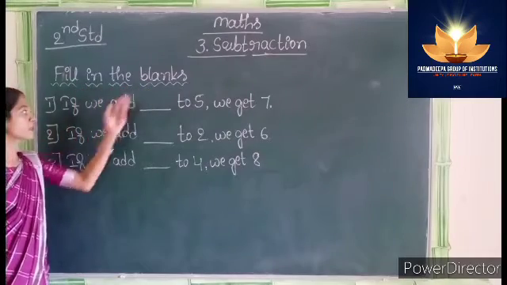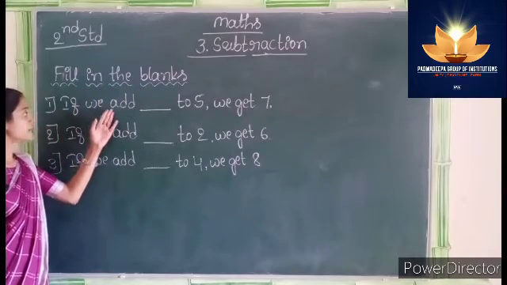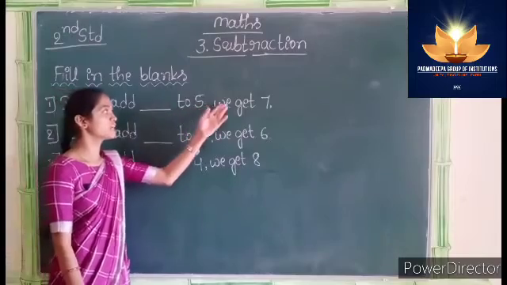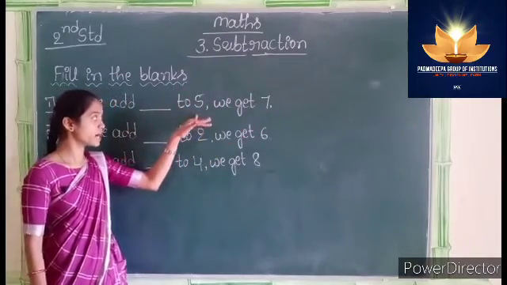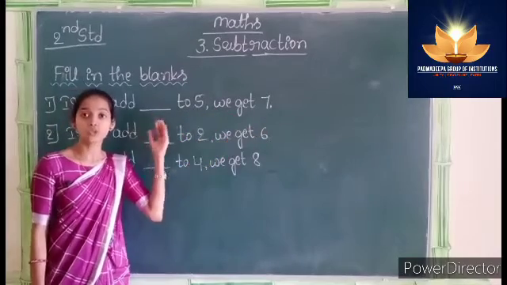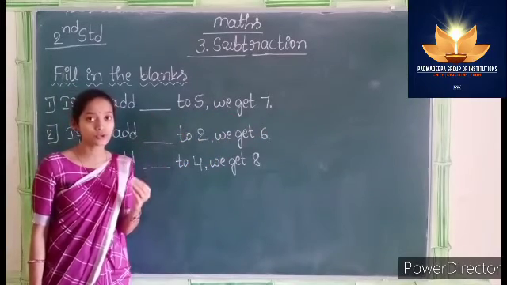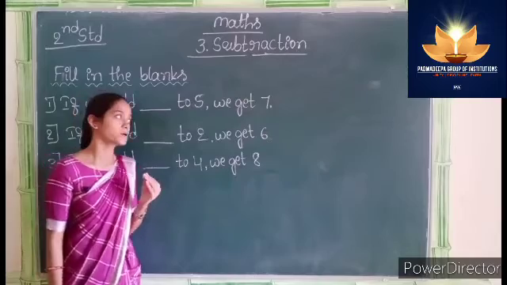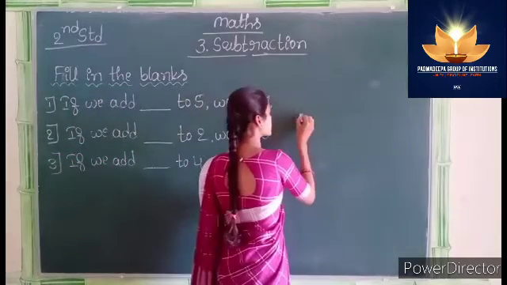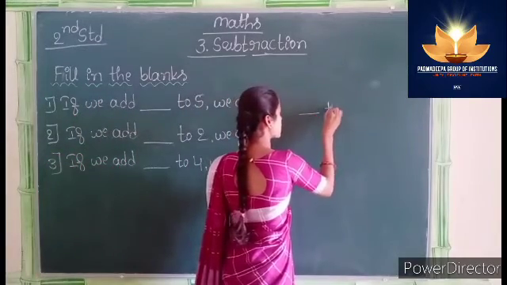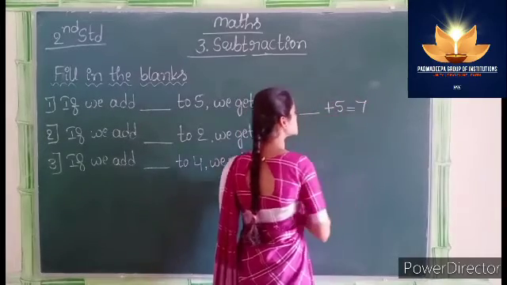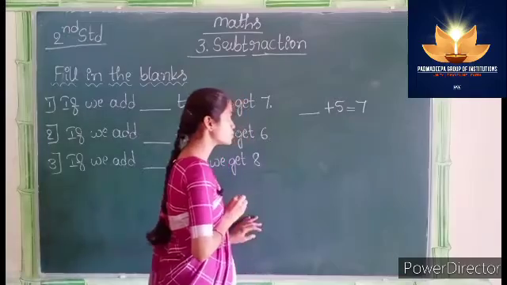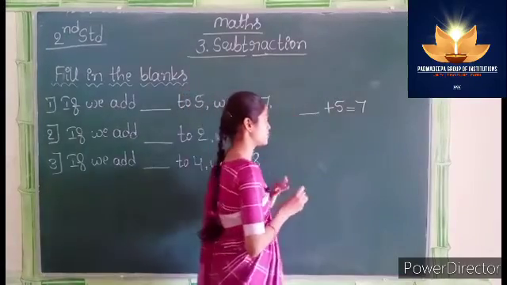Fill in the blanks. If we add a blank to 5, we get 7. Which number should be added to 5 to get 7? To solve this problem, we have to use the inverse method. Okay. Blank plus 5 is equal to 7.